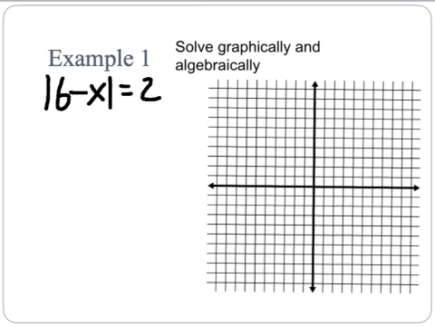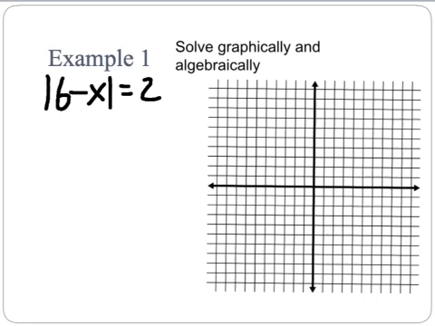Alright, so example 1 that we're going to look at here. Example 1 wants us to solve this absolute value equation graphically and algebraically. So we'll look at it graphically first, then we're going to look at it algebraically second. Okay, so to solve this graphically, what we do is we actually look at this equation here and we break it up into two separate functions that we're going to graph.